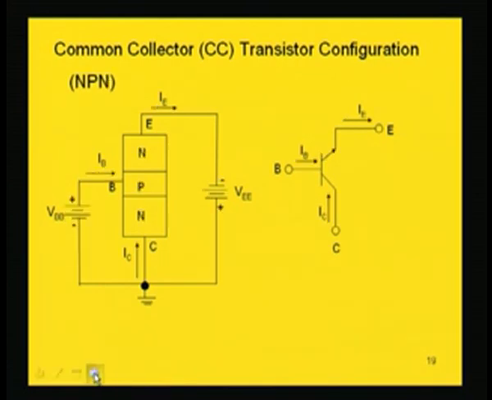Similarly, if we consider NPN configuration of common collector transistor, you have the symbolic representation showing the emitter current out of the transistor, that is this one, and base and collector currents are into the transistor. So, this is the NPN representation of the common collector transistor configuration. Here, as forward biasing has to be done between emitter and base junction, and it is N and P respectively, N will be connected to negative, P is connected to positive, and collector base junction is reverse biased.